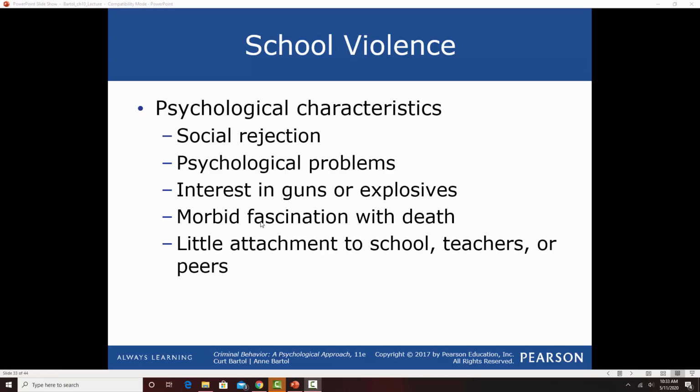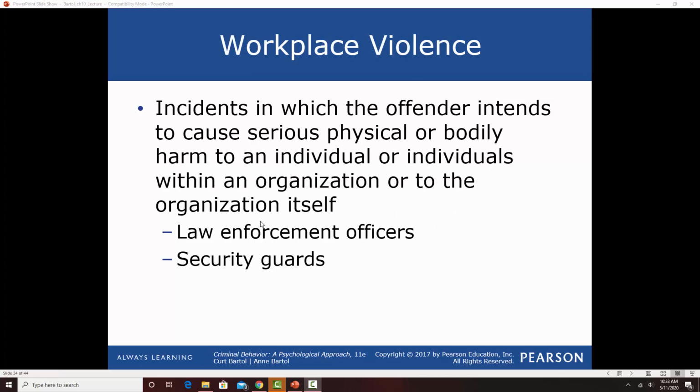Half of the school shooters that were studied had a history of violence with animals. And again, the attacks were planned. But if you look at any school shooting, I promise you that you can find red flags that somebody didn't pay attention to.